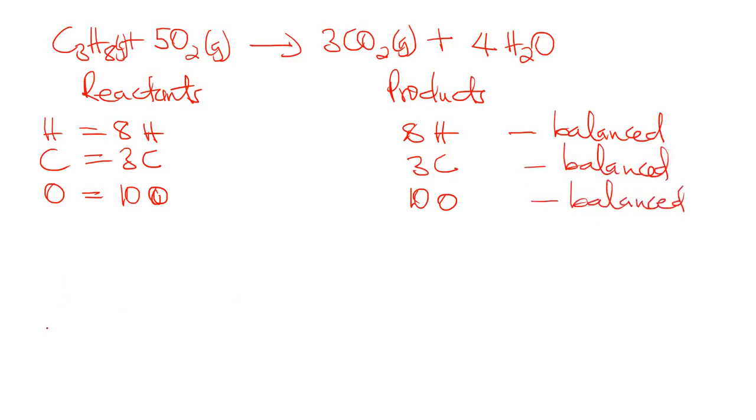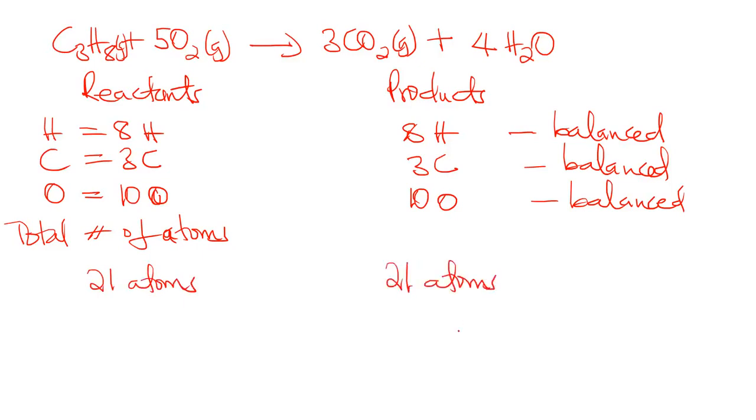This one is balanced. So if you look at the total number of atoms, so reactants, we have 21 atoms. Product, we also have 21 atoms. So we are saying balancing a chemical equation, just make sure that the number of atoms on the reactant side is equal to the number of atoms on the product side. So let's balance a little bit tougher one.